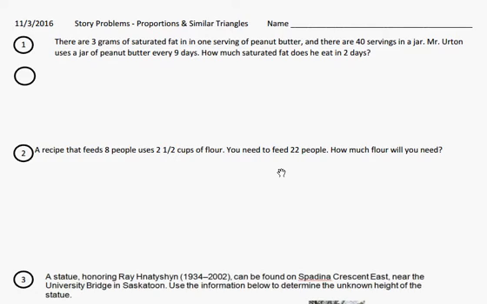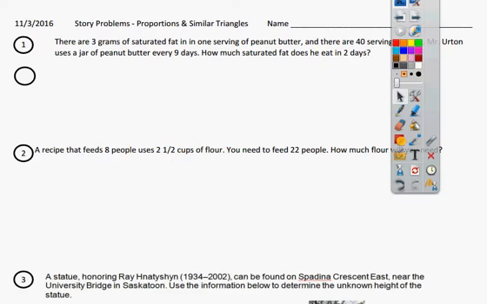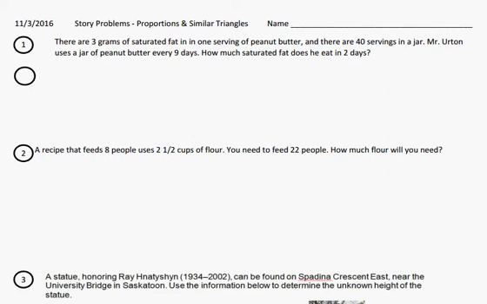Problem number 1 is just a proportion problem. There is no triangle here, so I'm looking at the proportions. First of all, I look for keywords like how much. That tells me my X value, the unknown. How much saturated fat does he eat in 2 days?